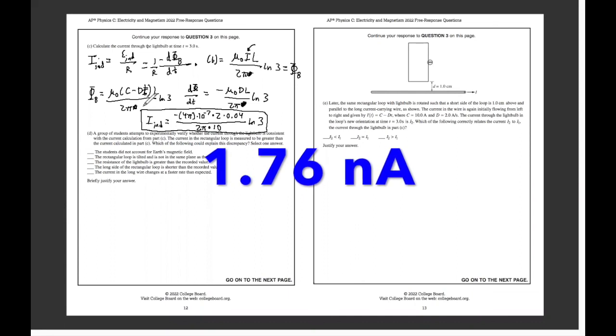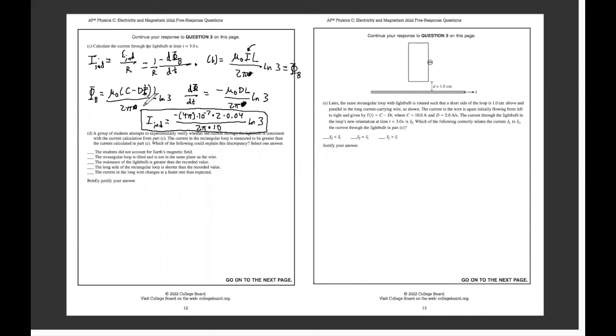All right, a group of students try to attempt whether the current is correct. The current is measured to be greater than the current that was actually calculated. Which of the following could explain the discrepancy? And so the things that I do want to take a look at, let's see. So the student did not account for the Earth's magnetic field. That would likely not contribute. That would not be correct.